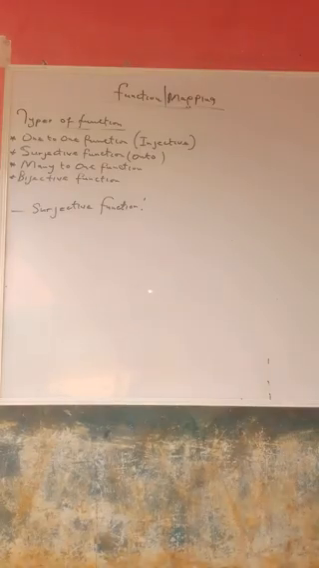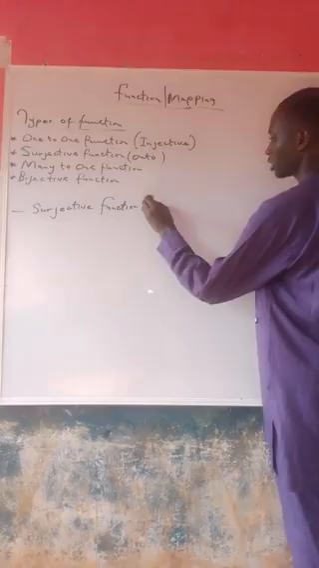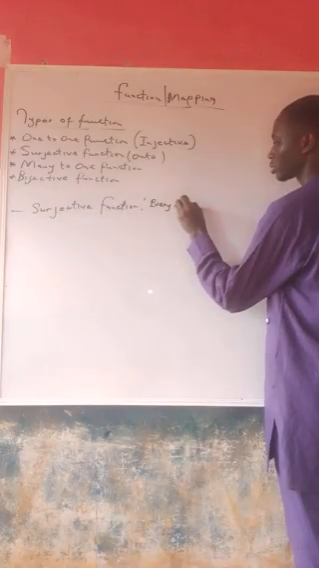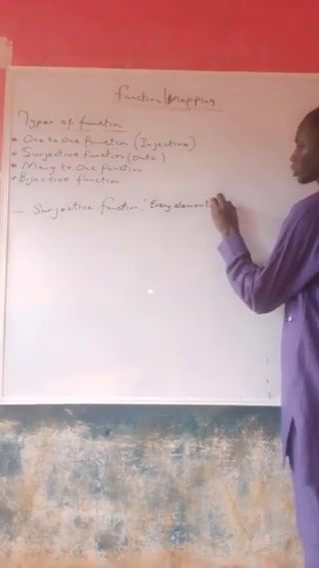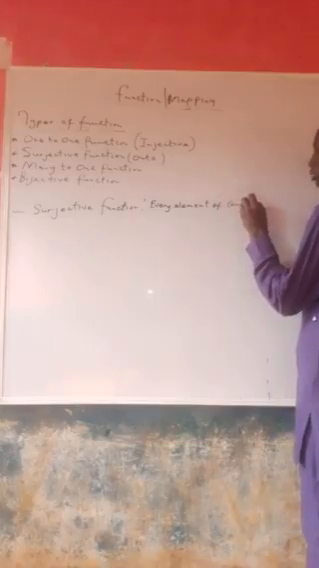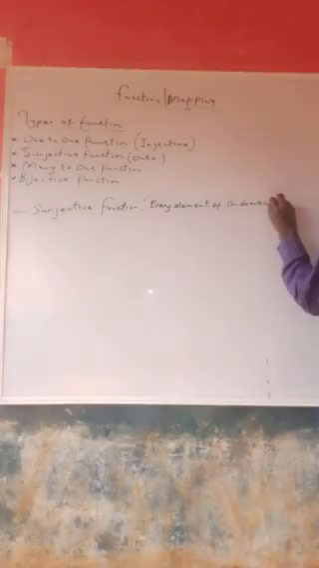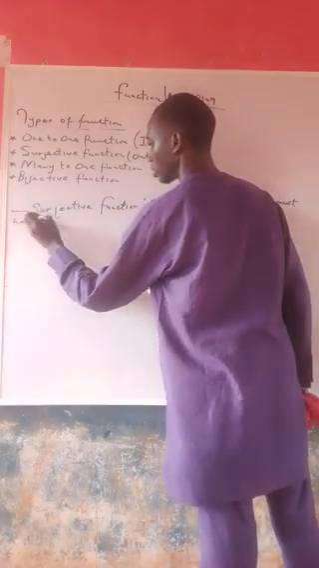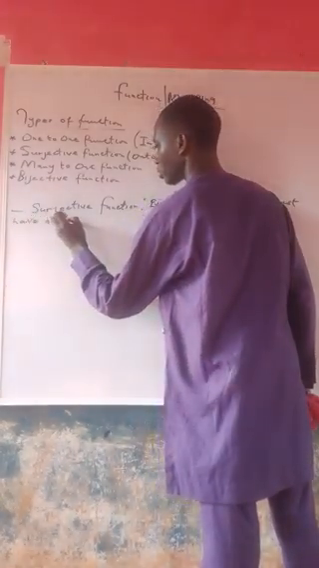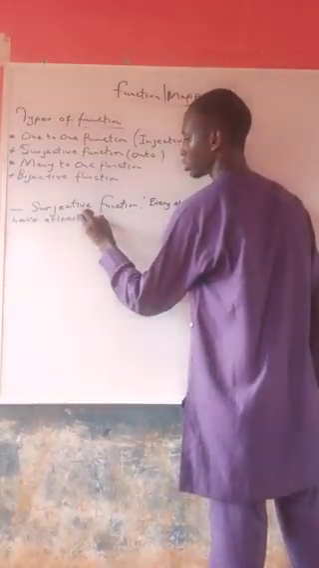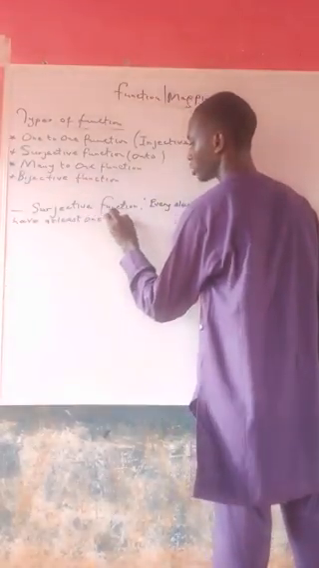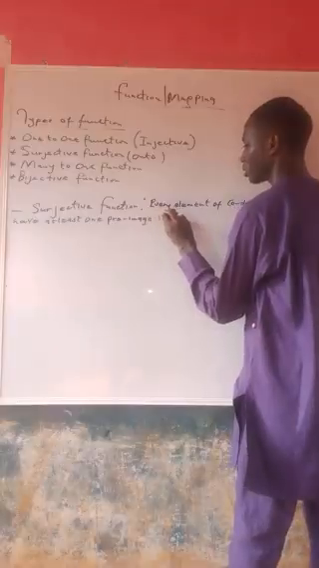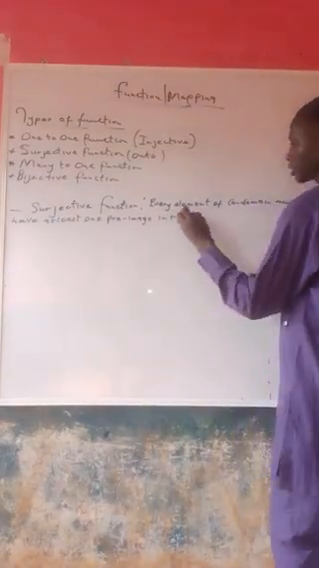Alright, that's cool. So when we are talking about this, let me give you the definition. Every element of the codomain must have at least one pre-image in the domain.